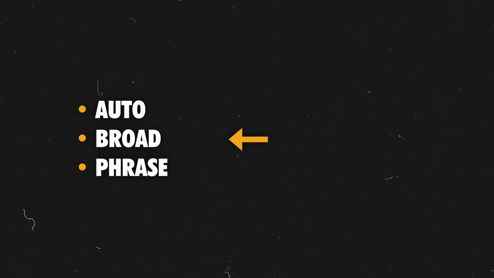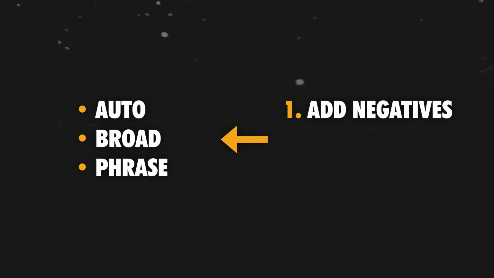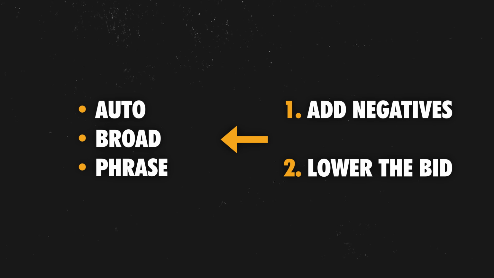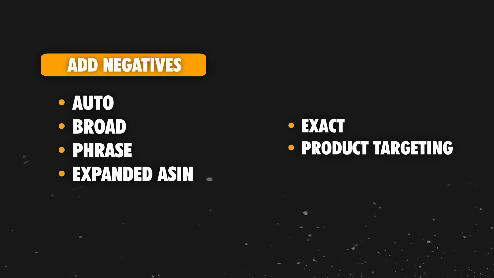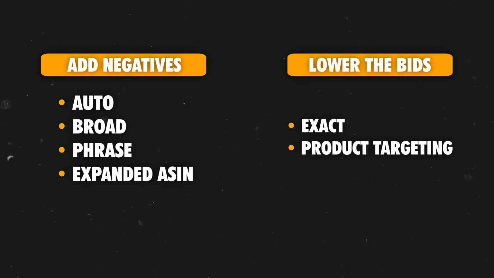For auto, broad, and phrase, first you're going to add negatives. Once you've added all the negatives, then you can lower the bid. Because if you try to lower the bid before adding the negatives, maybe just by adding the negatives, you had 40 keywords, you add negatives for 20, and the 20 that were left are profitable. You know what I mean? So for auto, broad, phrase, and expanded ASIN, start with the negatives. For exact and product targeting, lower the bids.